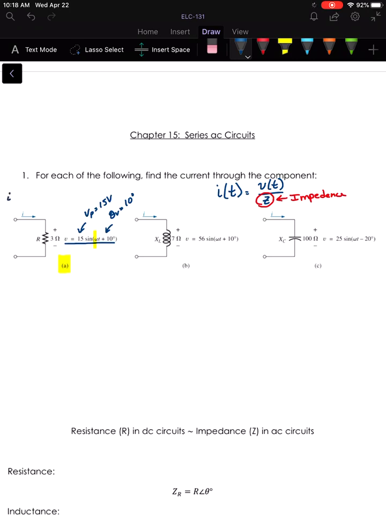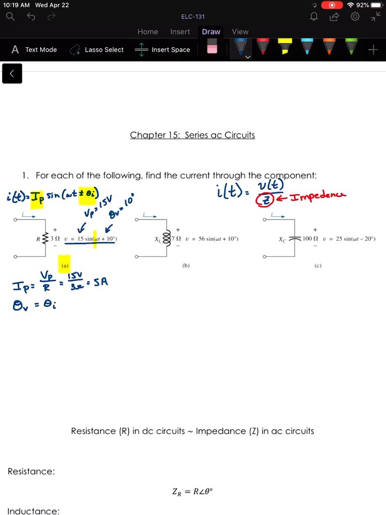So if we want the current waveform, remember the current is going to be whatever the peak current is, sine omega t plus or minus some phase shift. So in order to write that equation, we're going to need to know the peak and the phase shift for the current. Let's talk about how we'll figure that out. First of all, the peak current is just the peak voltage divided by the resistance. That's just Ohm's law. So we've got 15 volts divided by 3 ohms of resistance, which would mean that we'd have 5 amps of current.